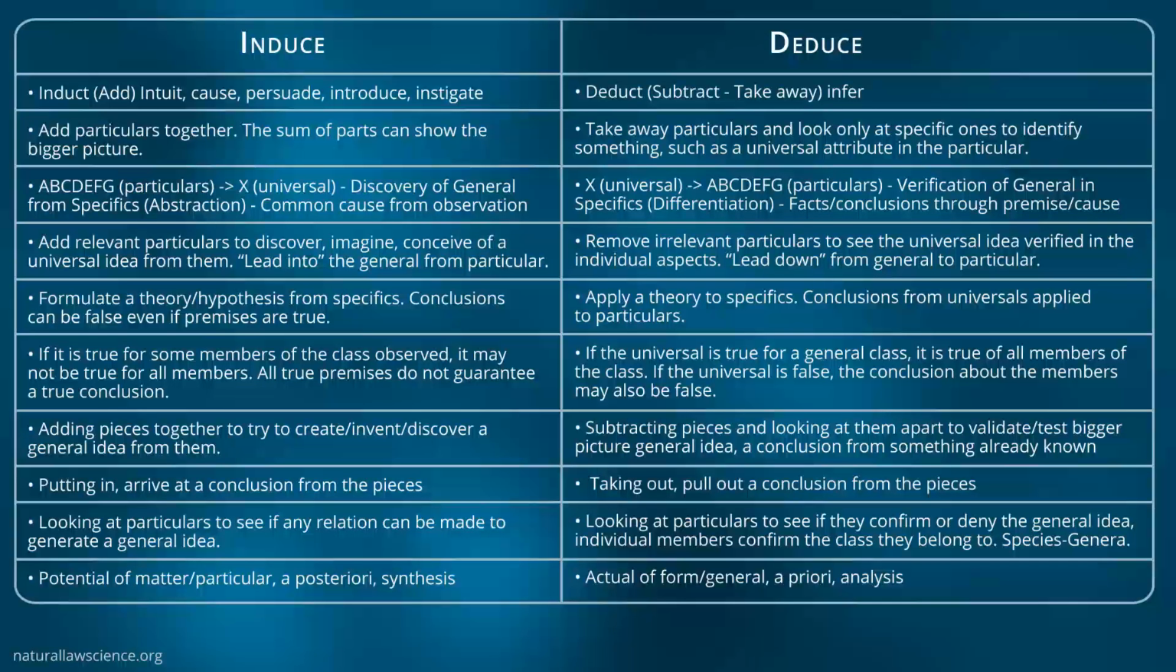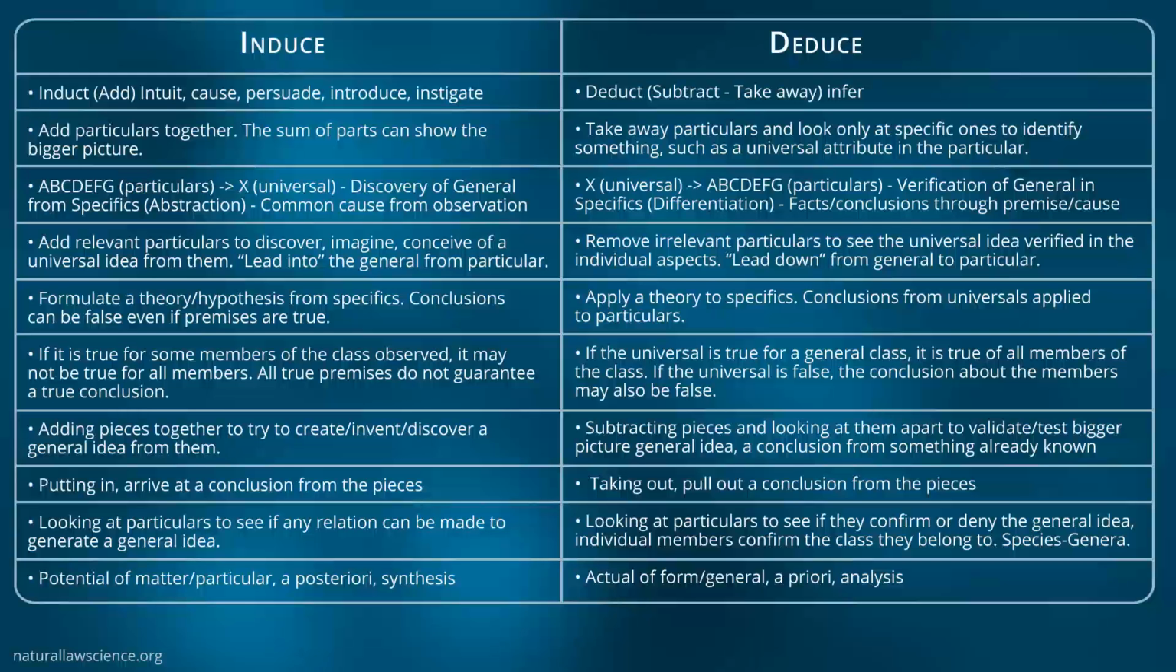And in deduction, it's the opposite. We go from the X universal, and we're going down towards all the different particulars. It's the verification of the general in the specifics, rather than the discovery of the general in the specifics. And this is a differentiation rather than an abstraction of creating the concept. And this is facts and conclusions through a premise and a cause. And that is the universal.